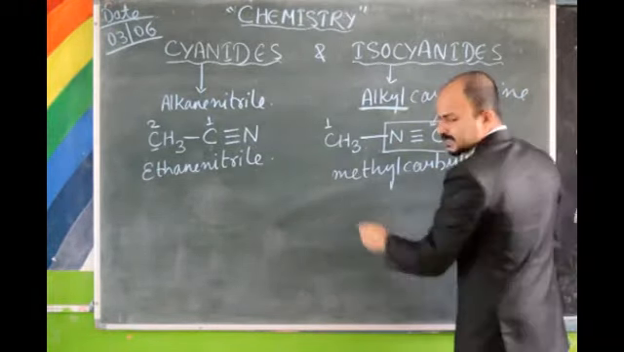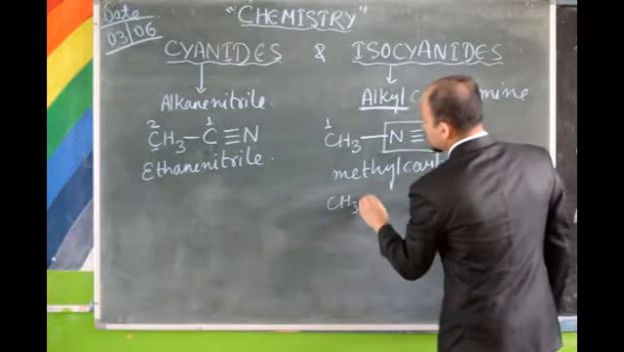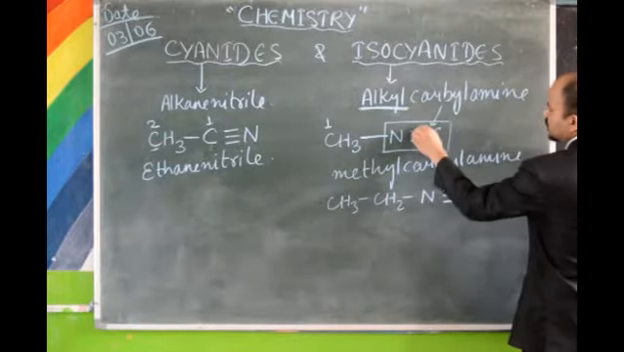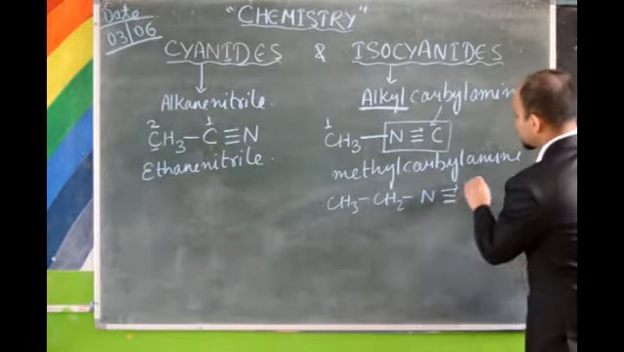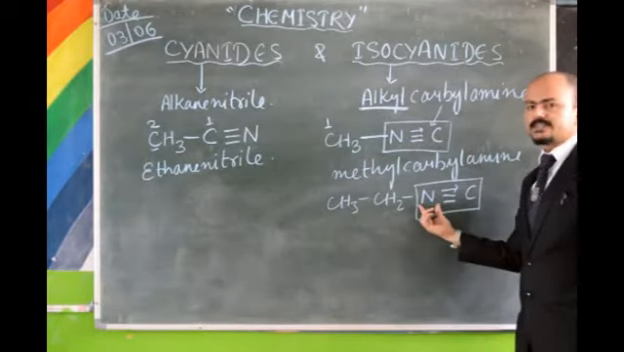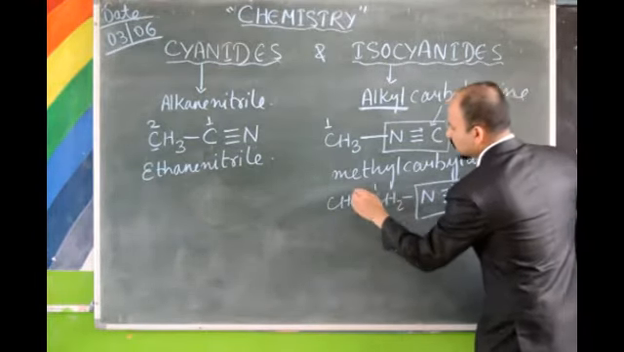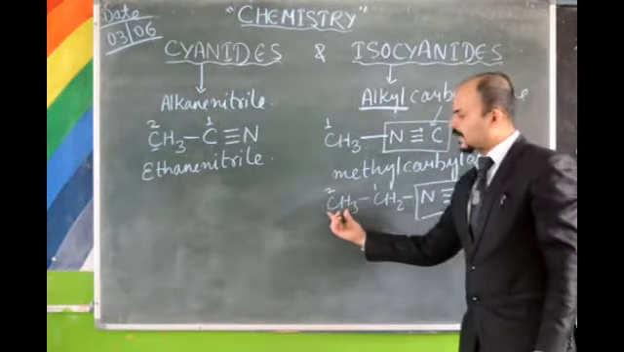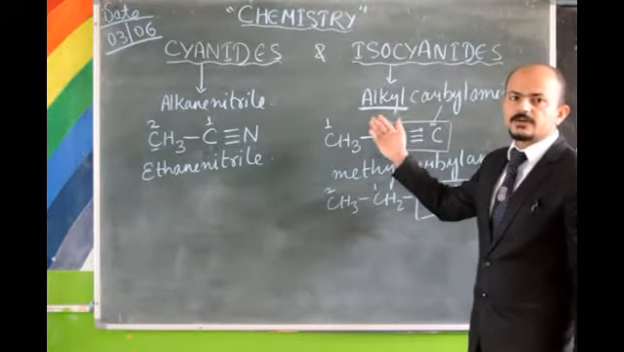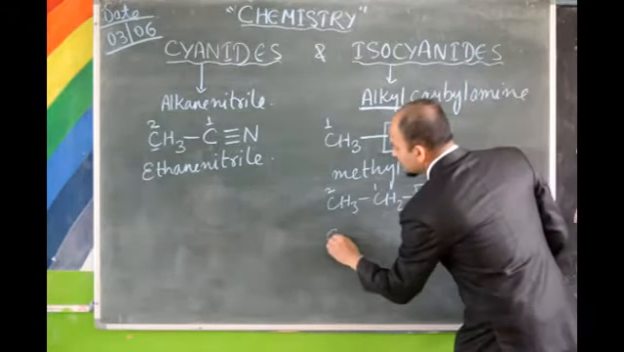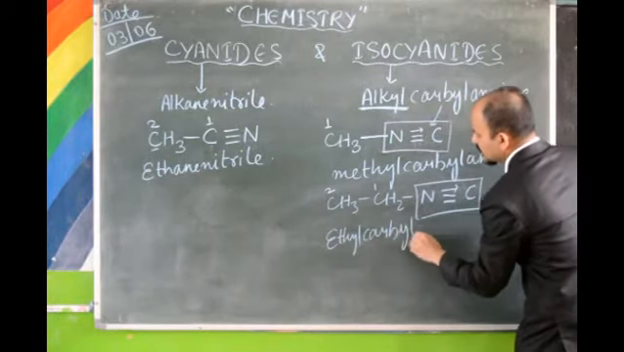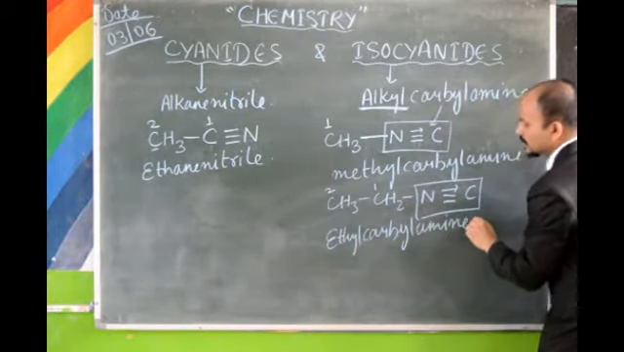Let's take another example. Say here you have CH3, CH2 and triple bond C. Here again this is your functional group, and you identify it as what? Isocyanide, because the bonding is from nitrogen. Carbon number 1, 2. So there are 2 carbon atoms in this chain. So 2 carbon atoms corresponding to alkyl is what? It is ethyl carbylamine. Okay, hope this is clear.